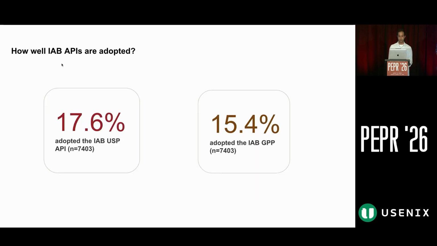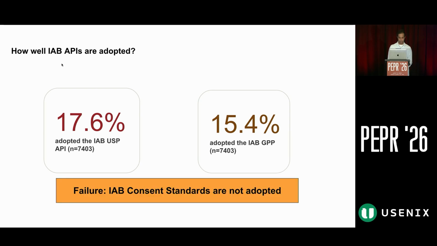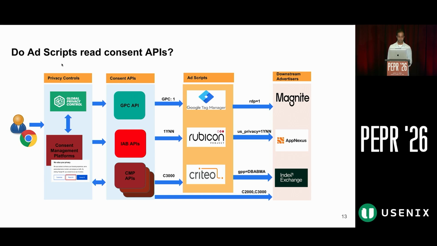Coming back to our first question, whether these frameworks are actually being adopted by the publishers or not: in the very first place, we found that only a very small percentage of the publishers in our websites were adopting these consent frameworks. This is a little bit concerning, primarily because if third parties are relying on these APIs to retrieve user consent, they may not be able to get user consent choices in the very first place. The second thing we tried to investigate was how well these ad scripts are actually calling the GPP API or other consent APIs on the web to retrieve user consent.